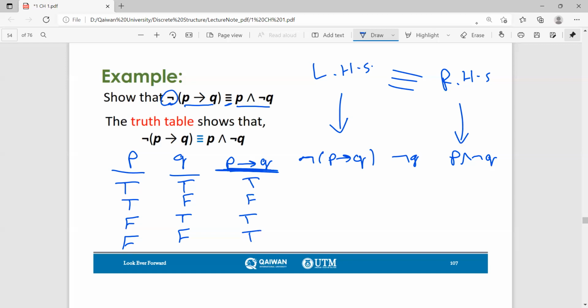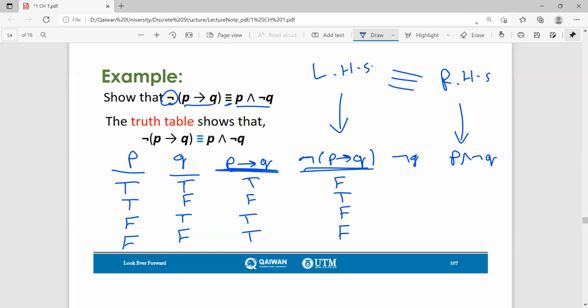And then we are going to take the negation of these results. If we take the negation of these results, we get negation of P then Q. So we get false, true, false, false. We just took the negation of these. We got those. This is the left hand side.